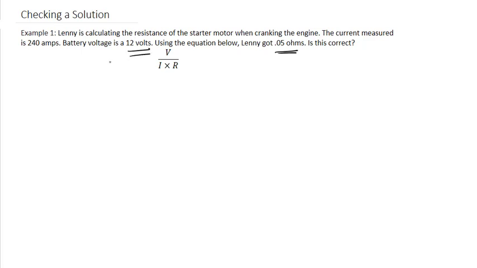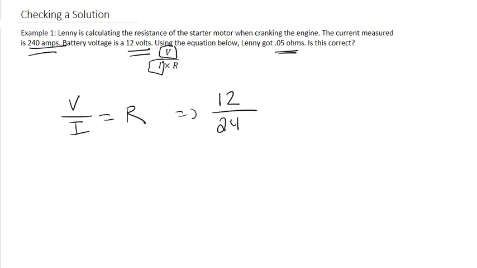So we have 12 volts and we have the current at 240. So we have these two pieces of information, and how we're doing it is we're checking to make sure that it's equal. So if we go 12 over 240, does it in fact equal 0.05? So we're asking, is this true?